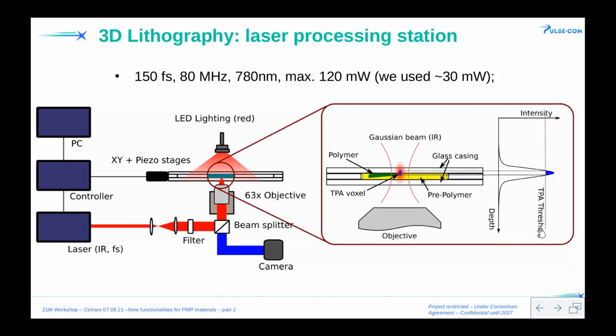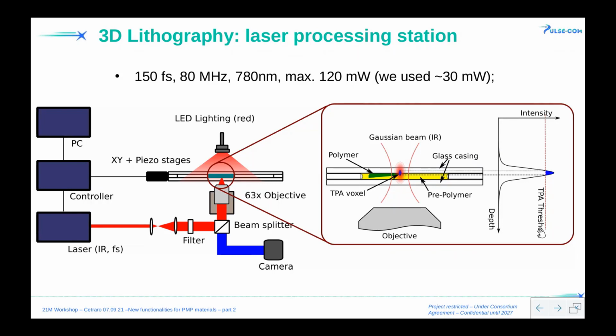It's simply a femtosecond laser. We have the parameters on top. It's an erbium doped fiber laser. We have a very high repetition rate and an inverted microscope. We can change the objective to obtain different kinds of laser spots.